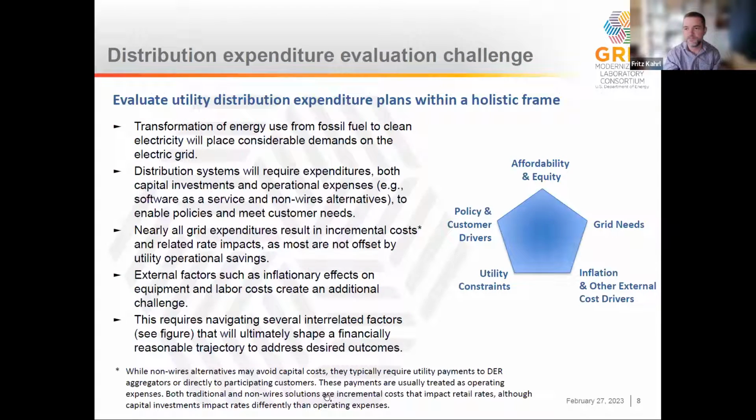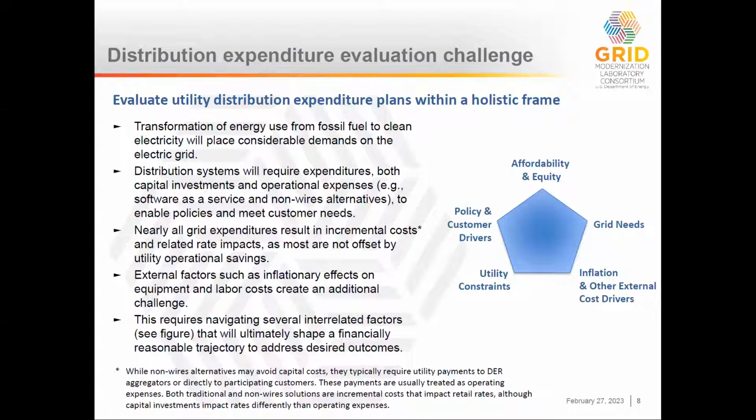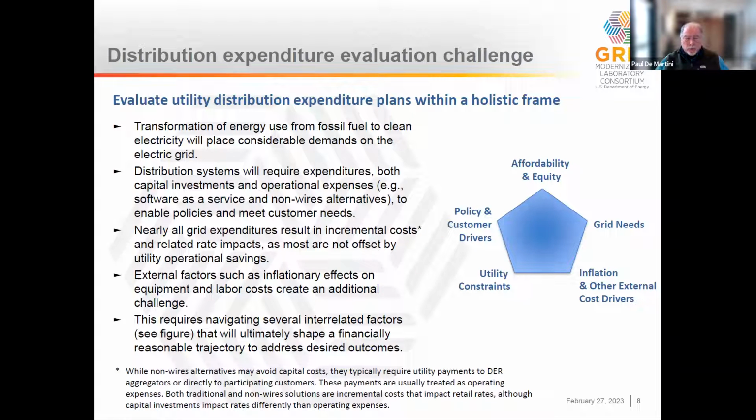Thanks, Fritz. Next. So as Fritz was describing, one of the things we think about with distribution expenditure evaluation is really understanding the plans from a holistic standpoint. So, certainly we've been advocating for some time looking at a longer time horizon and trying to get a bigger picture as to what may be needed in terms of grid enhancements and modernization holistically. Clearly, as Fritz said, there are a number of drivers underway that are driving potential investments or operational expenditures, and trying to understand that broadly.